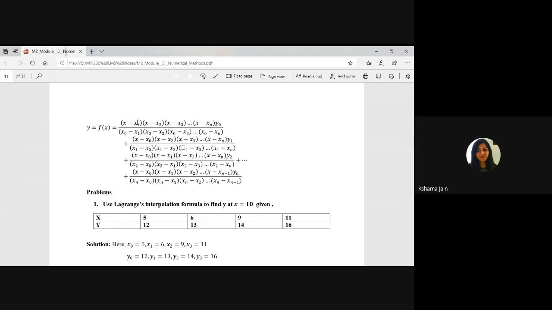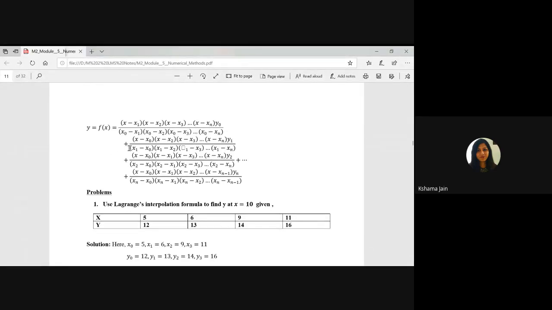In the formula there is the addition of some terms. In the first term, in the numerator, I have missed x naught: x minus x1 into x minus x2 into x minus x3 and so on till the last, into y naught, divided by the term I had left, x naught. You will subtract all elements: x naught minus x1, x naught minus x2, x naught minus x3, up to x naught minus xn.